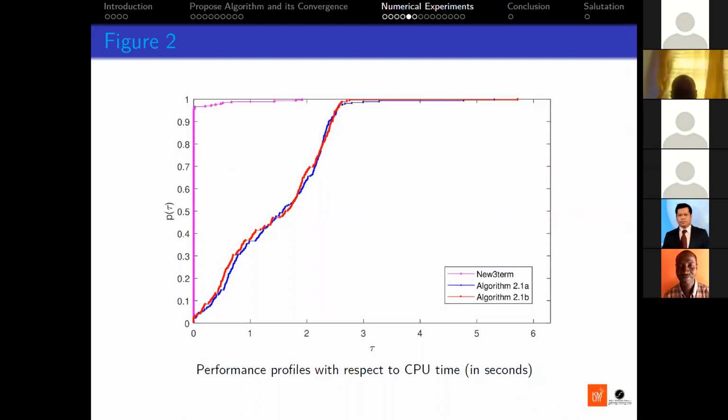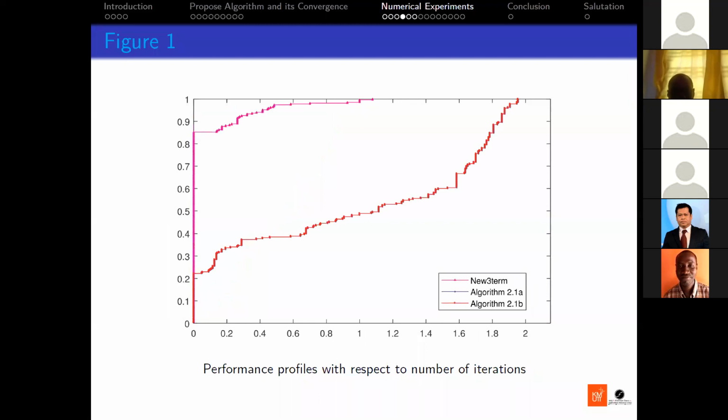Okay, let me explain this. The first figure, not this one. Could you please explain the behavior of the pink and blue graph?